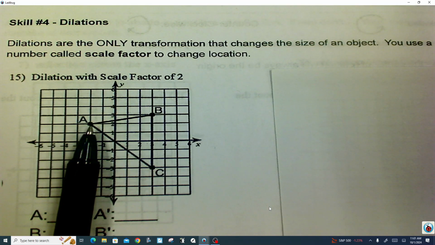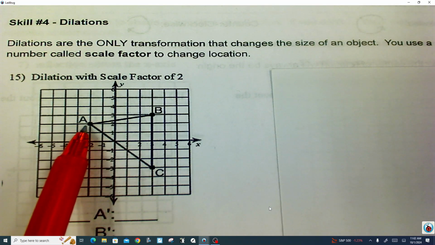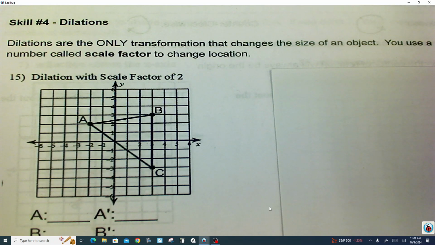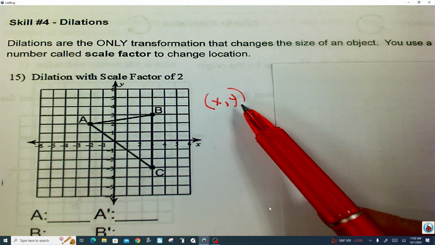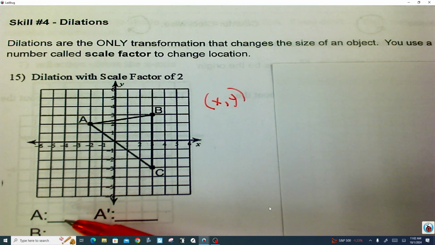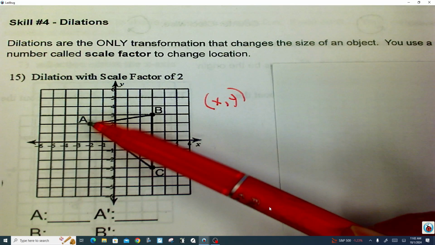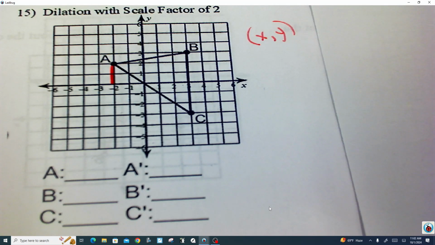Okay, so let's look at A. Your goal is to get an X number and a Y number for this dot. If you can say your ABCs, then you should know that X comes before Y. So we have to get our X number first every single time. I've got a space down here for A, so you can write your ordered pair right here. Take a look at point A and go straight down to the X axis. You can see that it lands on -2, so our X value for A is -2.